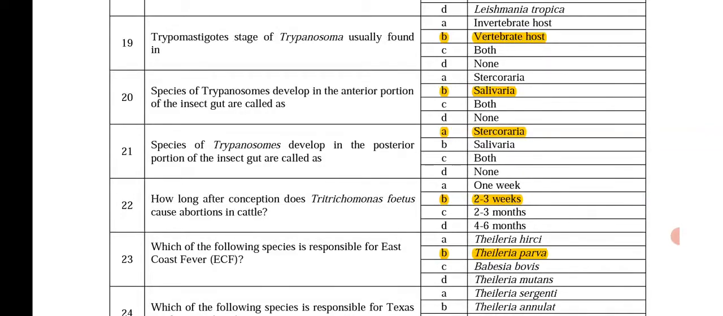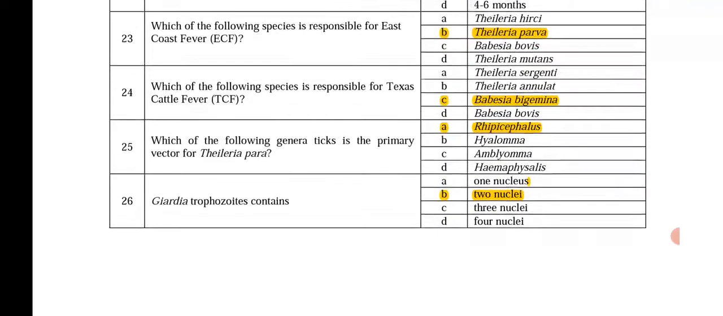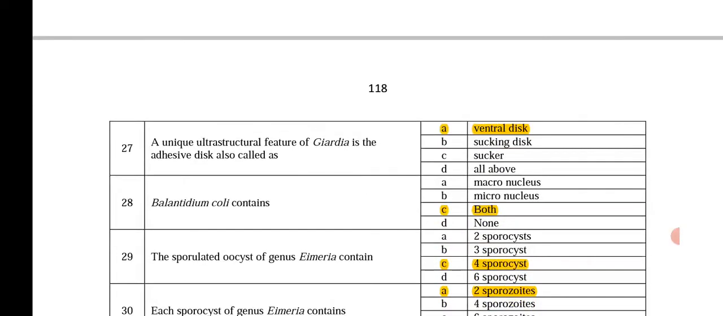How long after conception does Tritrichomonas foetus cause abortion in cattle? 2 to 3 weeks. Which of the following species is responsible for East Coast fever? Theileria parva. Which of the following species is responsible for Texas cattle fever? Babesia bigemina. Which of the following genera of ticks is the primary vector for Theileria parva? Rhipicephalus. Giardia trophozoites contain two nuclei. The unique ultrastructural feature of Giardia is the adhesive disc, also called the ventral disc.